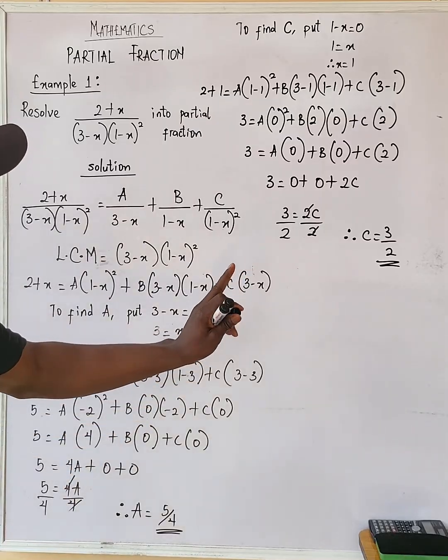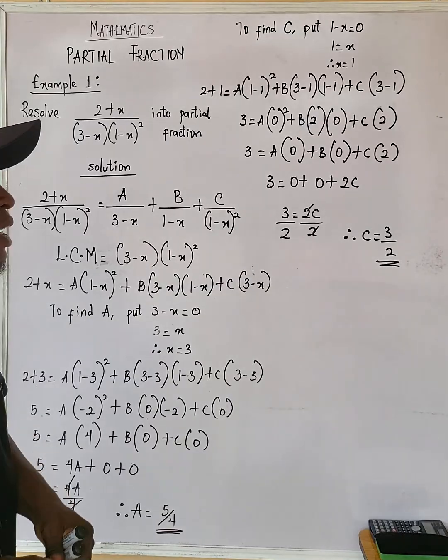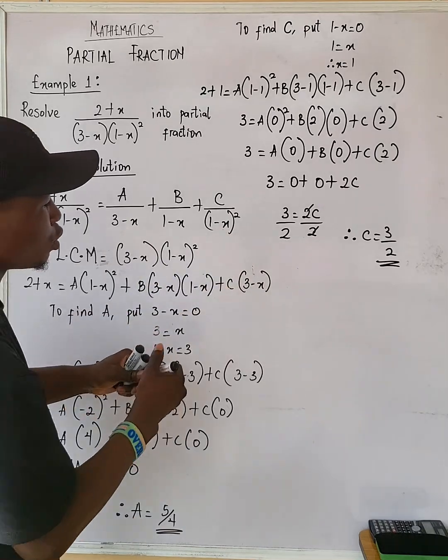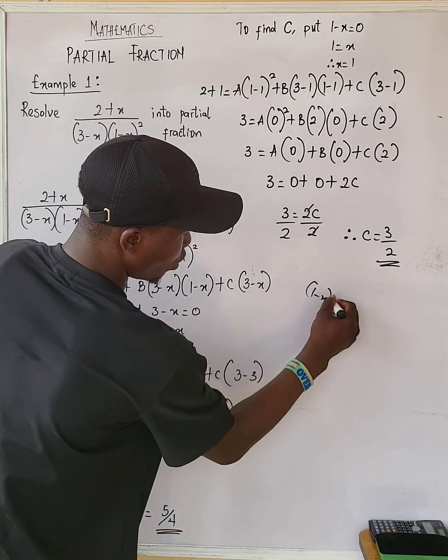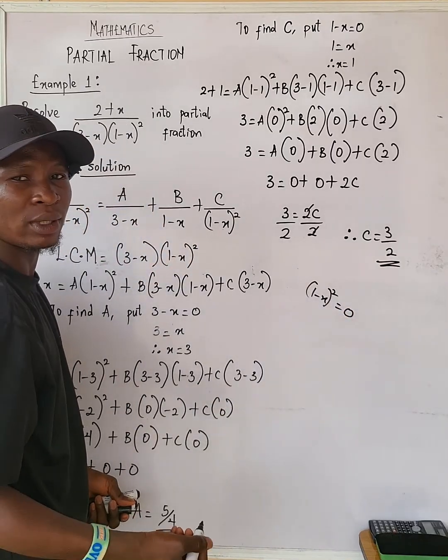Now, how do you now get b? This is where the major issue comes from. How do you get b? You know, there's no way you can say, okay, put 1 minus x all squared equals to 0. It's not possible now. It's still the same thing we are doing, right?